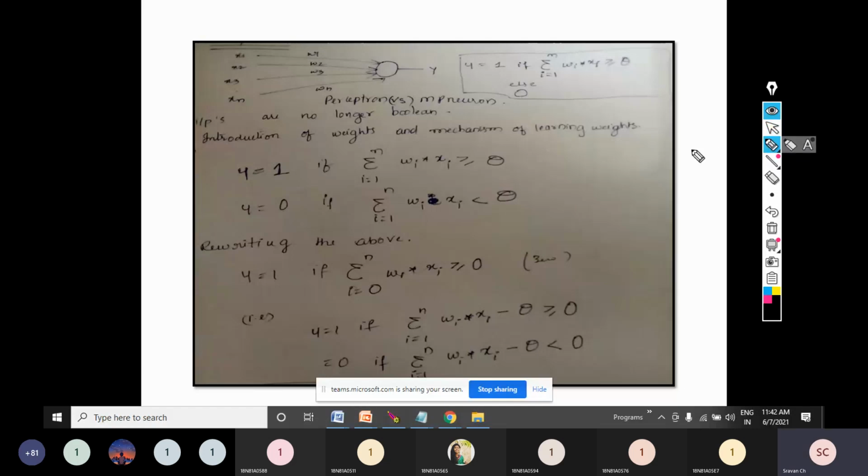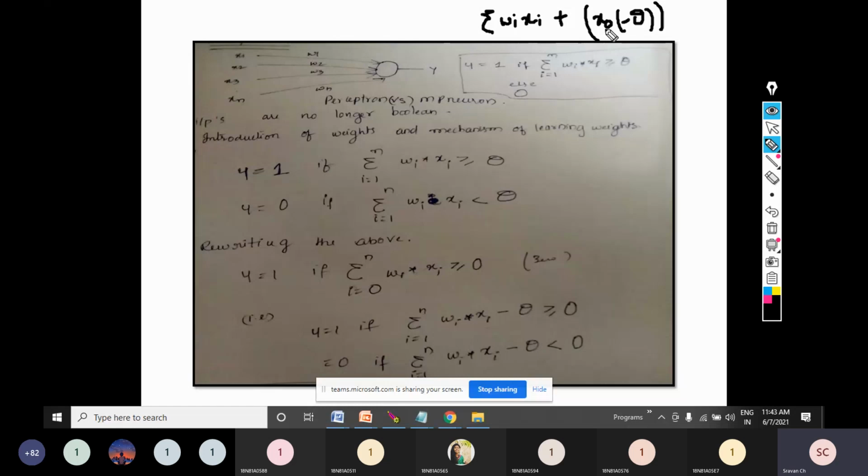My intention is something like this: sigma of wi into xi. This is for all my x1, x2, x3, all those things. Plus, I am going to add one new input, which is called x0, and its weight is minus theta. Now what is x0? x0 is one more input. If the value of x0 is 1, the input is present. If the value of x0 is 0, the input is not present.